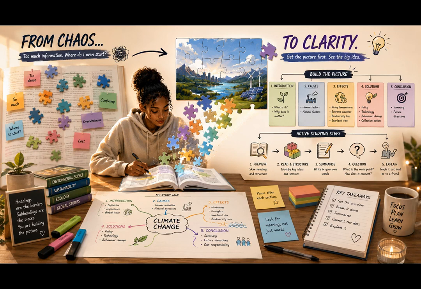Now you can approach it step by step. You can sort the edge pieces, gather colors that belong together, and start clustering patterns. The edge is the most important because that holds the whole thing together. Reading an academic text works exactly the same way.